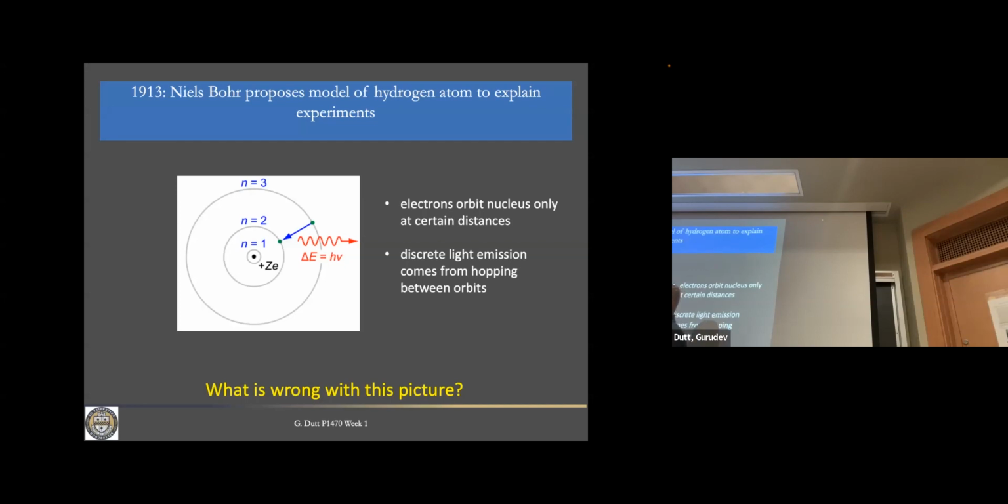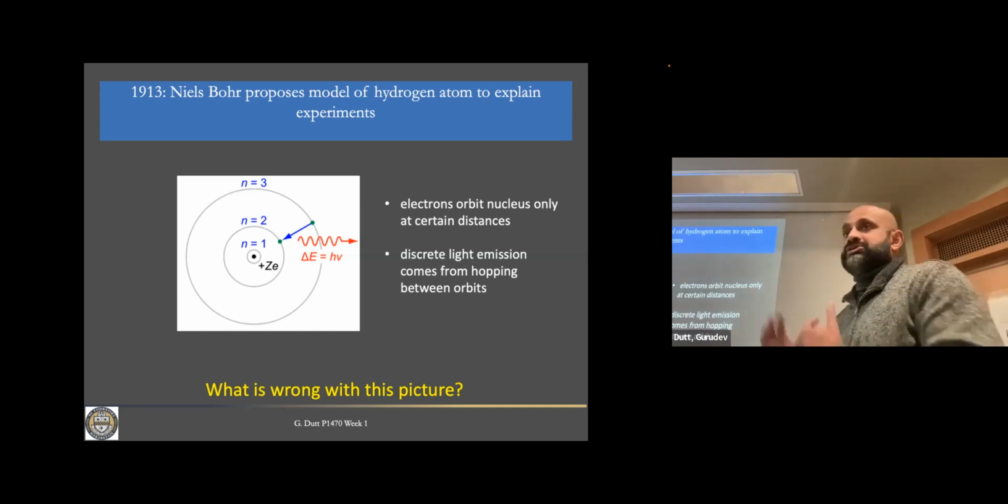It doesn't exist in the places in between. Okay. Very weird, right? How can it do that? How can it jump like that? But that was a model. Okay. And what is wrong with the picture?